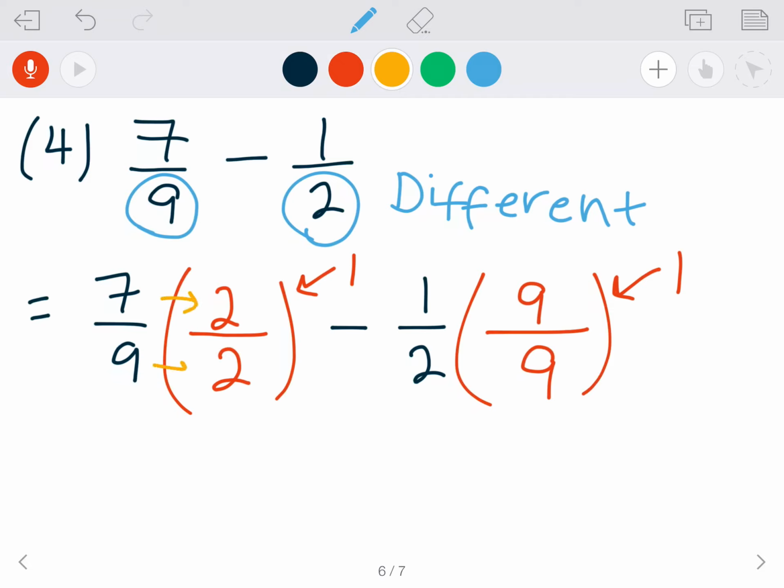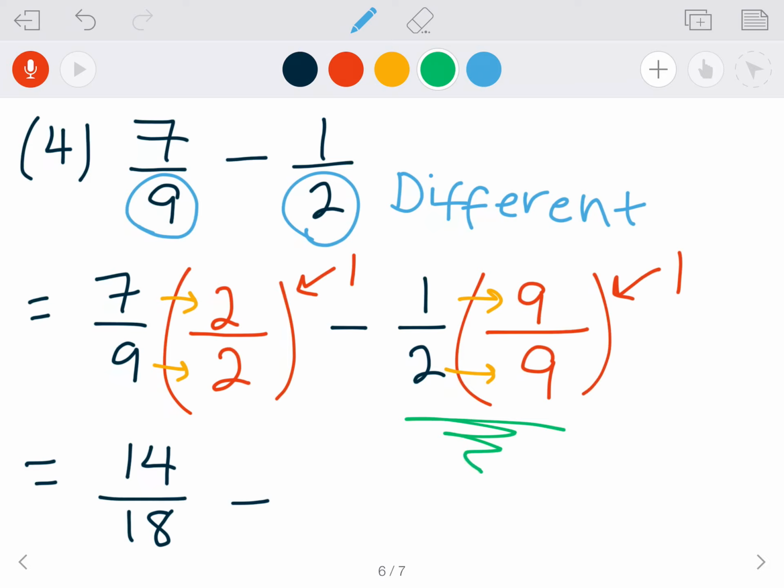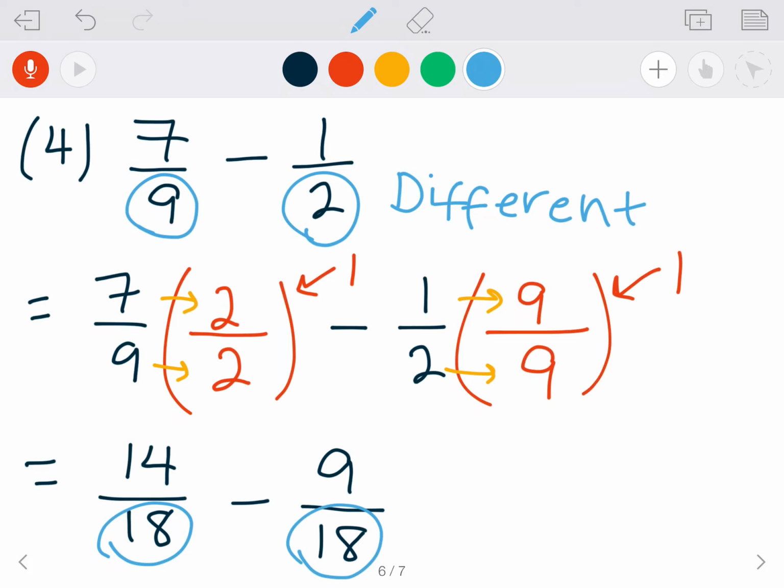And then we do our usual routine of multiplying straight across. 7/9 times 2/2 will give us 14/18. Again, our sign of separation is a minus or a negative sign, so we'll bring that down. And then 1/2 times 9/9 will give us 9/18. Okay, we have 18 here, 18 here. Our denominators are the same, so we are good to go.